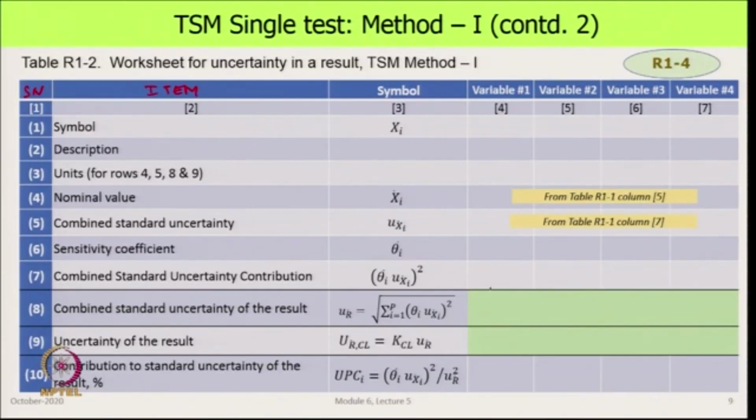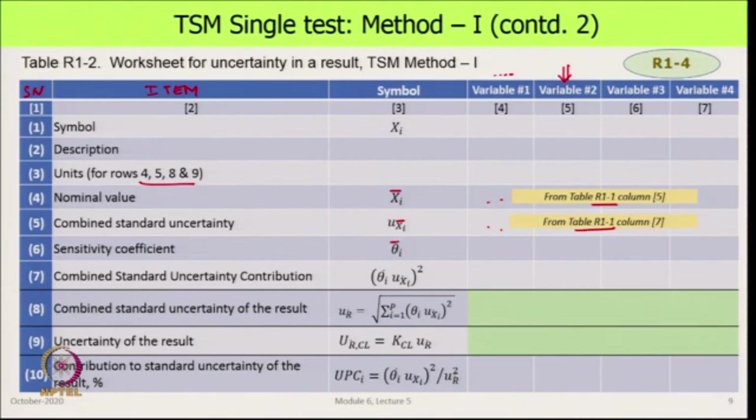So, we fill column wise for each variable. This could be a length measurement of some type, this could be say the velocity measurement, like that. So, we write down the symbol, description, units. Now, these units are applicable for some of these next steps only. Then we write in the fourth line the nominal value of that parameter, which came from the first table. We just copy it from there. We write the combined standard uncertainty of the first variable. This also came from the previous table, just copied it. So, the corresponding numbers came over there.